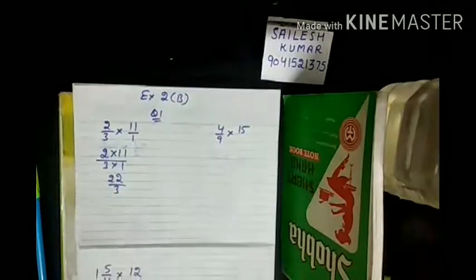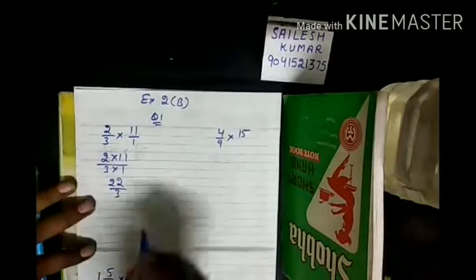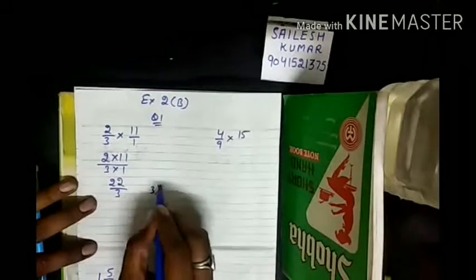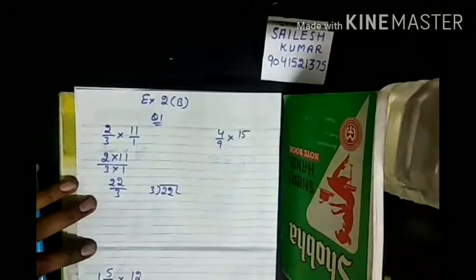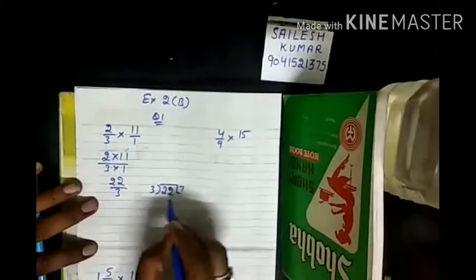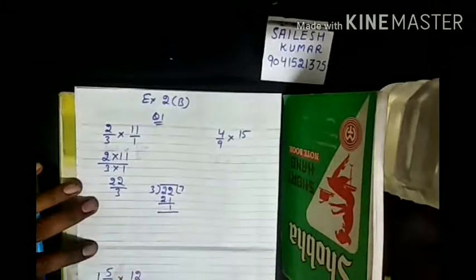This is not a proper fraction. It is an improper fraction. Therefore, we will convert this improper fraction into a mixed fraction. So we will divide 22 by 3. 3 sevens are 21 and the remainder is 1.